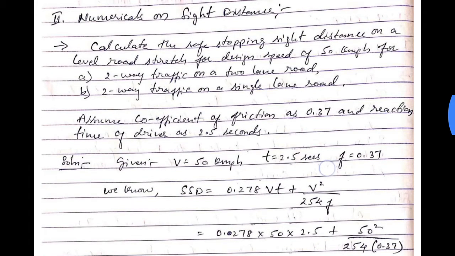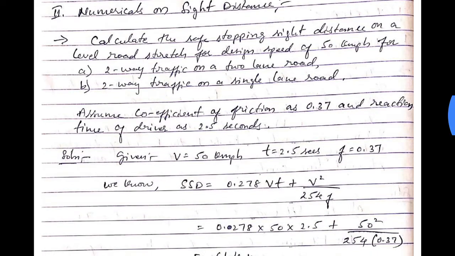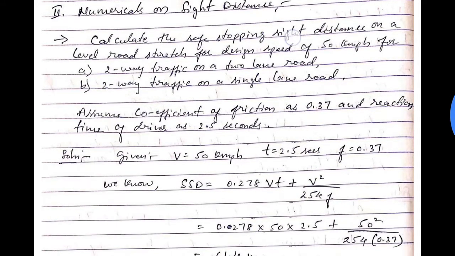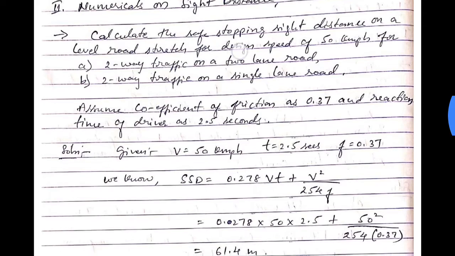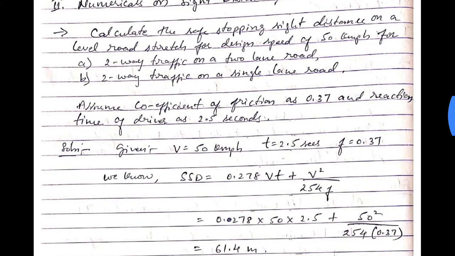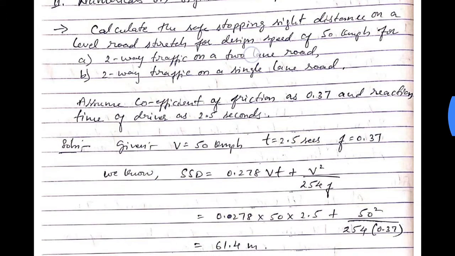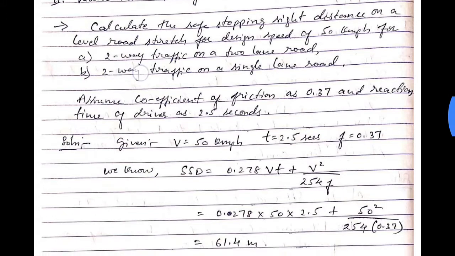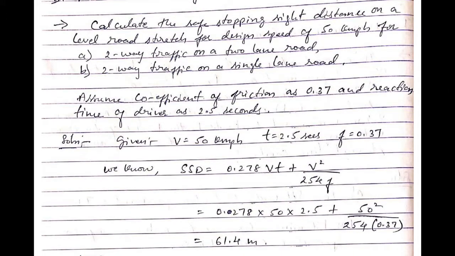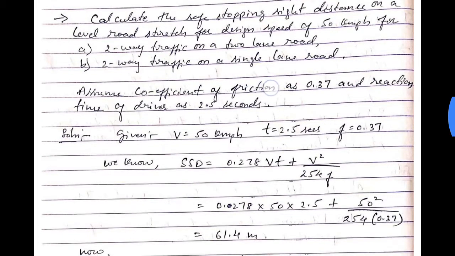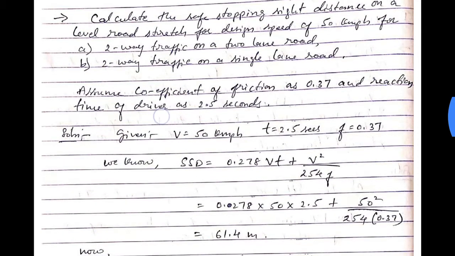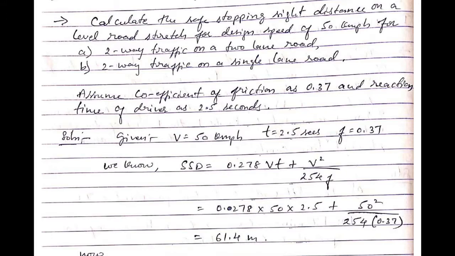Now the second type of numerical is numericals on sight distance. Firstly, we'll start with stopping sight distance. The question is as follows. Calculate the safe stopping sight distance on a level road stretch for design speed of 50 km/h. There are two conditions. First one, A, two-way traffic on a two-lane road, and B, two-way traffic on a single lane road. Assume coefficient of friction as 0.37 and reaction time of driver as 2.5 seconds. So we need to find out the safe stopping sight distance for both these conditions.